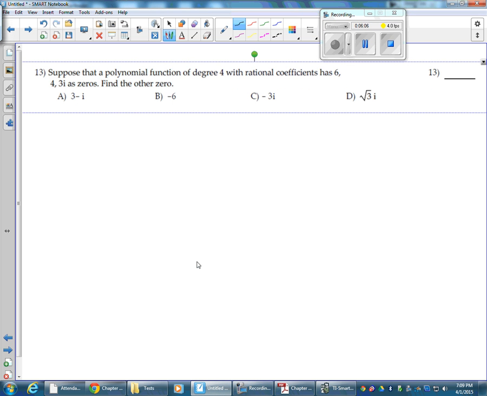Number 13. Again, this time we've got degree 4, so we're looking for 4 zeros. 6 is a zero, and 4 is a zero. Those don't come in pairs, but 3i is a zero, which means that negative 3i would have to also be a zero.